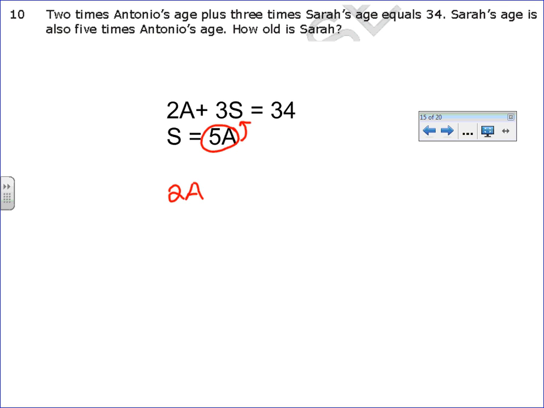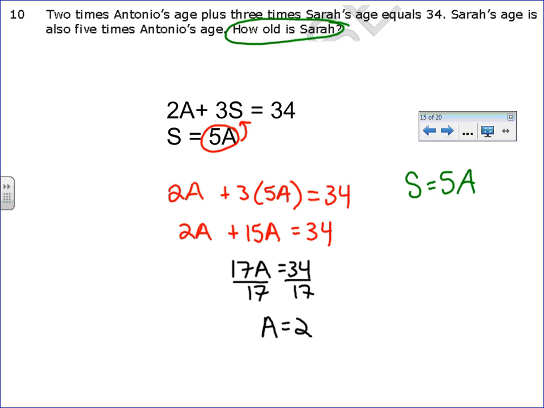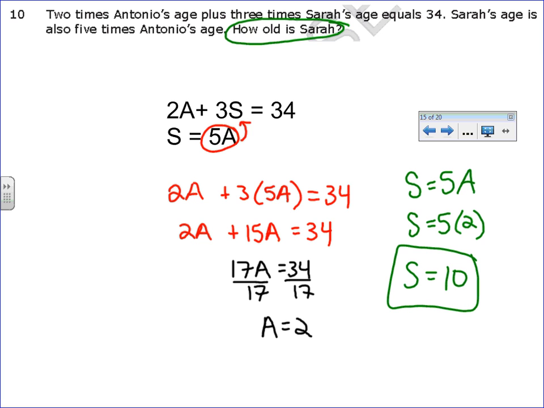I have 2a plus 3 times 5a equals 34. 2a plus 15a equals 34. 2a plus 15a is what? 17a equals 34. Divide by 17, a equals 2. But that's not what the question asked. It said how old is Sarah, not Antonio. So I need to plug that back in. So if Sarah is equal to 5 times Antonio, Sarah is equal to 5 times 2, so Sarah is equal to 10. That is the correct answer. That's the last one for this.